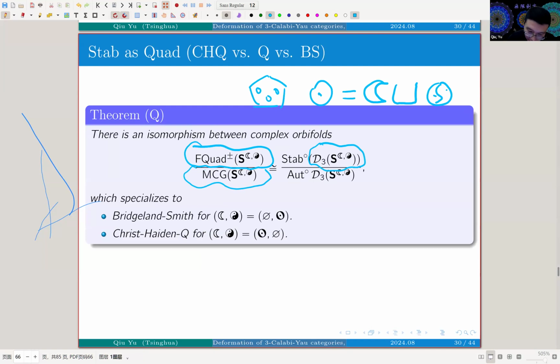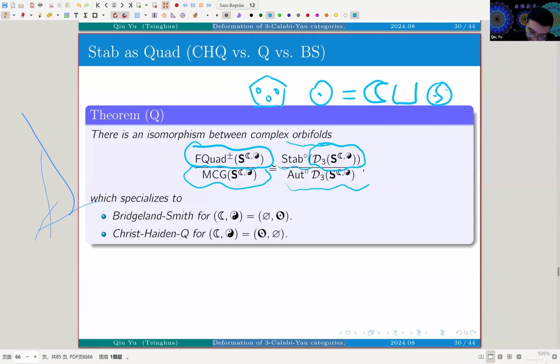And I told you that Bridgeland has this machinery to produce a complex manifold called the space of stability conditions. And you can also take out the symmetry of the category. And then these two sides match. So this is an isomorphism between complex orbifolds. Yeah, because we have taken out all the symmetry, it's not a manifold, it's an orbifold.